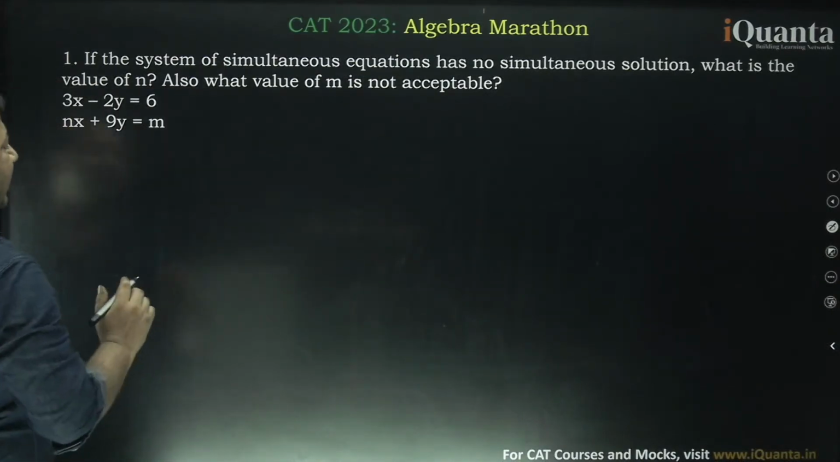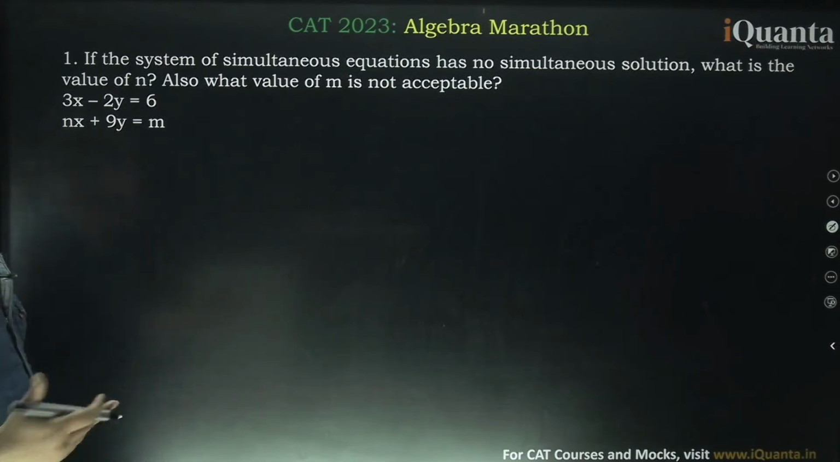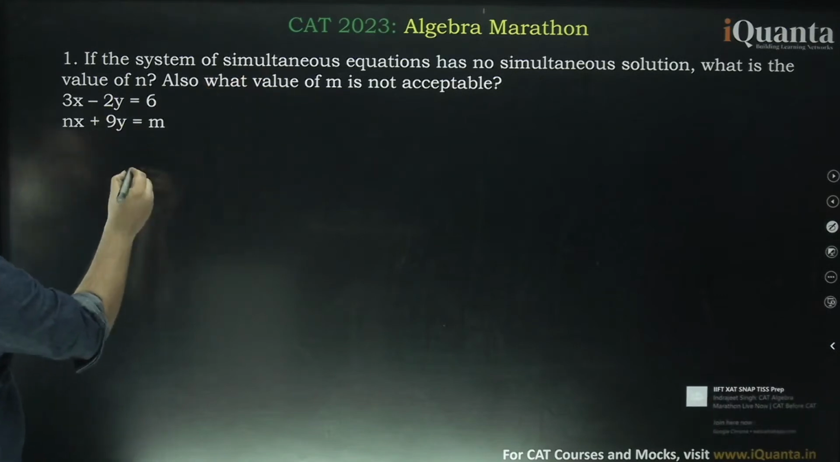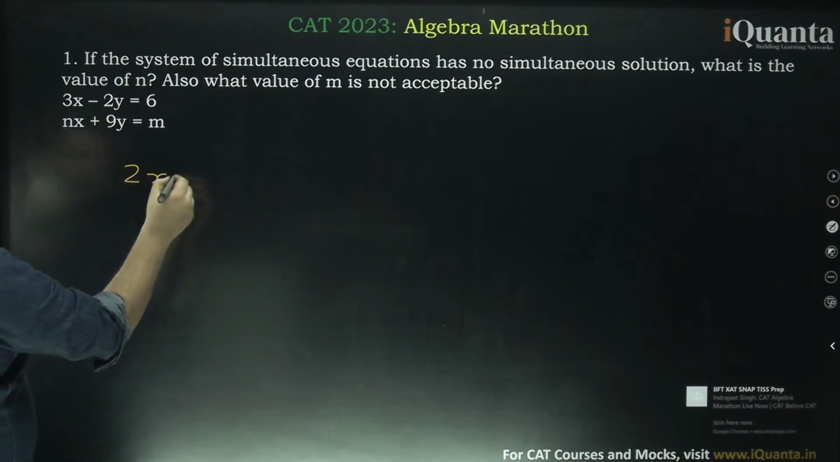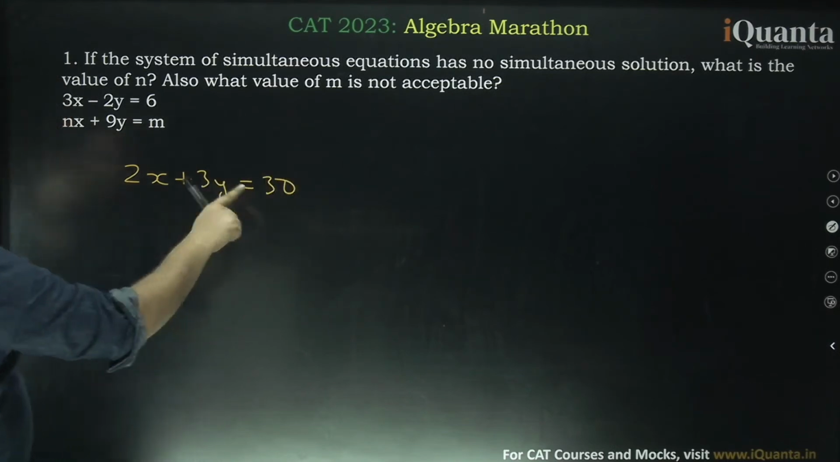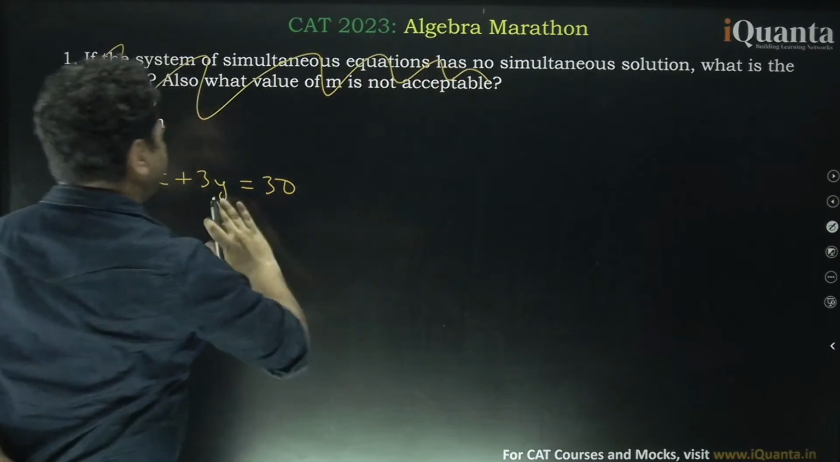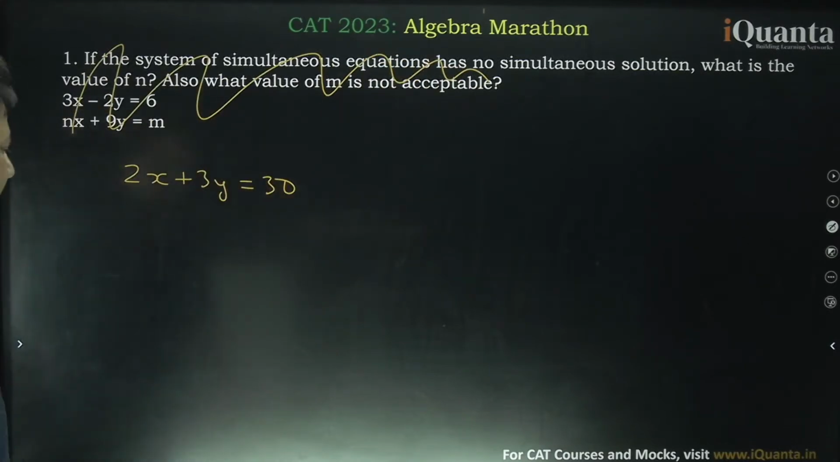So let's say we have a line. I'm explaining to you the extension of this concept. For example, let's say the line is 2x plus 3y is equal to 30. I'm explaining the concept, I'm not connected to this question. So let's say we have something like this.